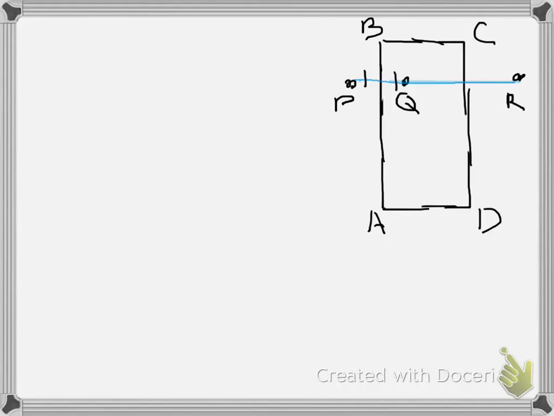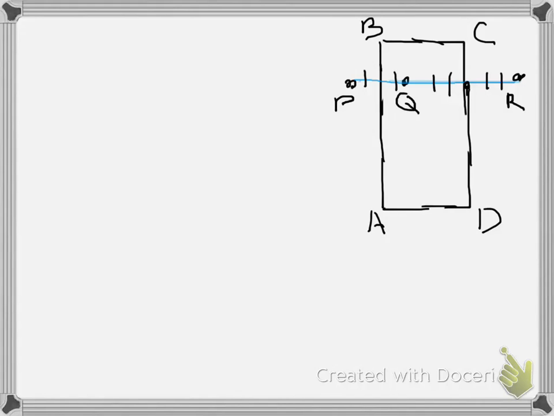If I keep reading, it says, and points Q and R are symmetric about line CD. So CD is the right side of the rectangle, and it has to be symmetric. So that means the distance from Q to the edge, up to this point right here, from there to there is the same as that there.